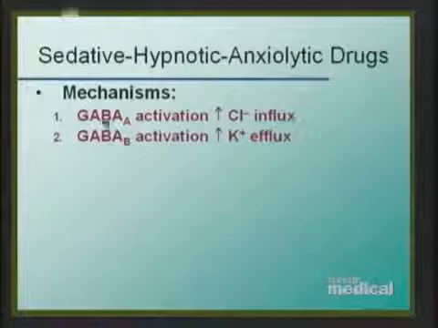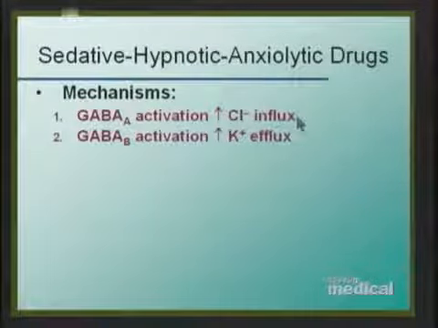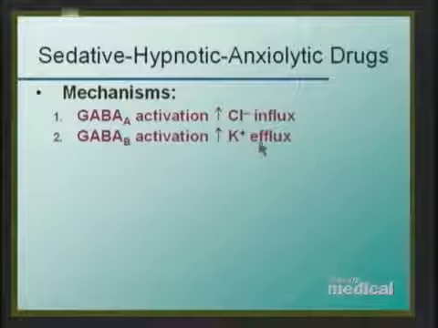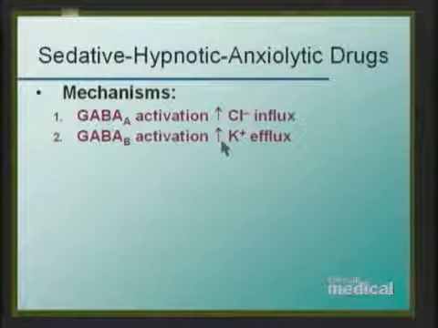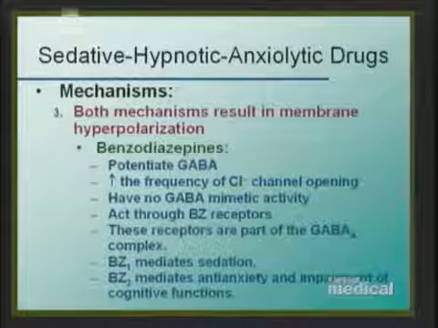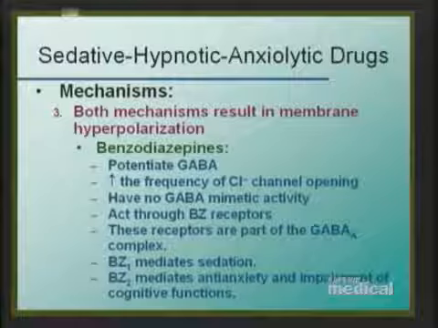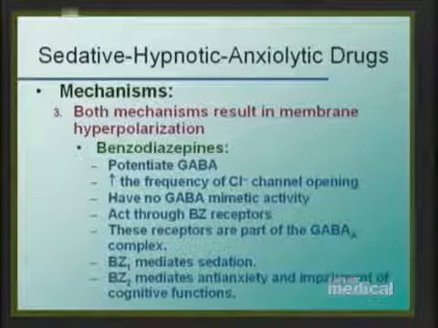Well, to summarize this in text now, you see described to you on this slide the GABA A receptor activation increasing chloride influx, therefore resulting in hyperpolarization, against the GABA B activation resulting in potassium efflux, which also results in hyperpolarization and depression of neurons. Both mechanisms result in membrane hyperpolarization, but let's focus more now on a benzodiazepine and its interaction with the GABA A receptor.